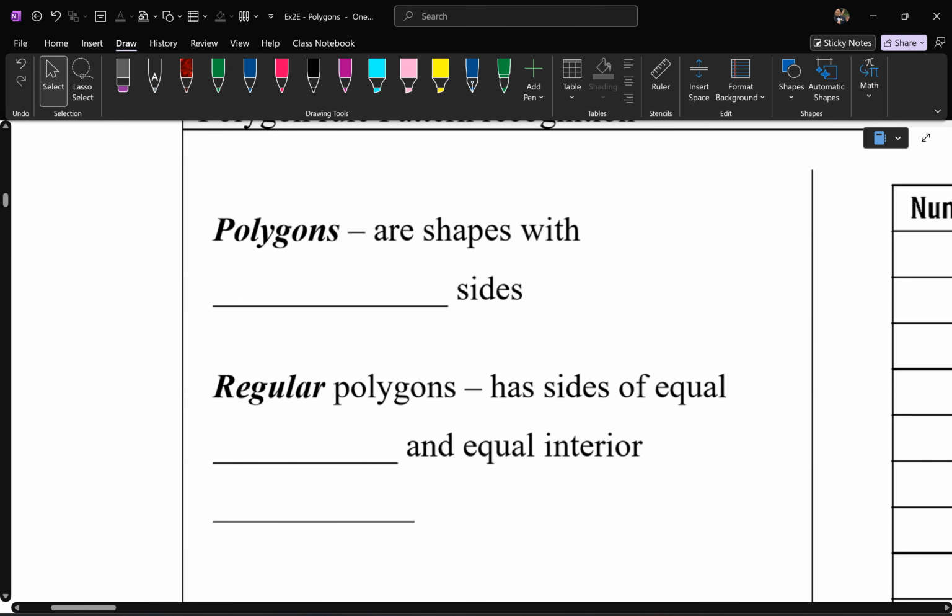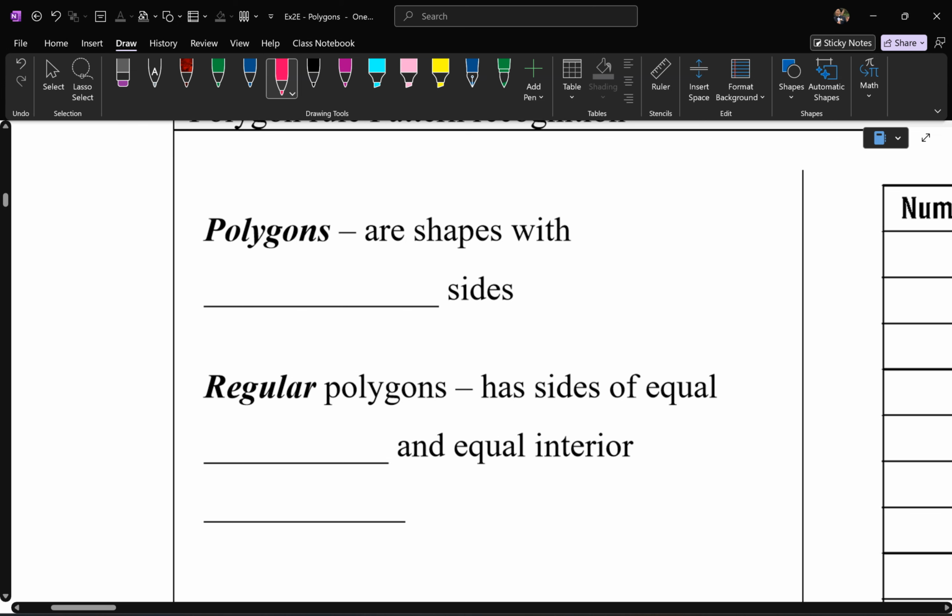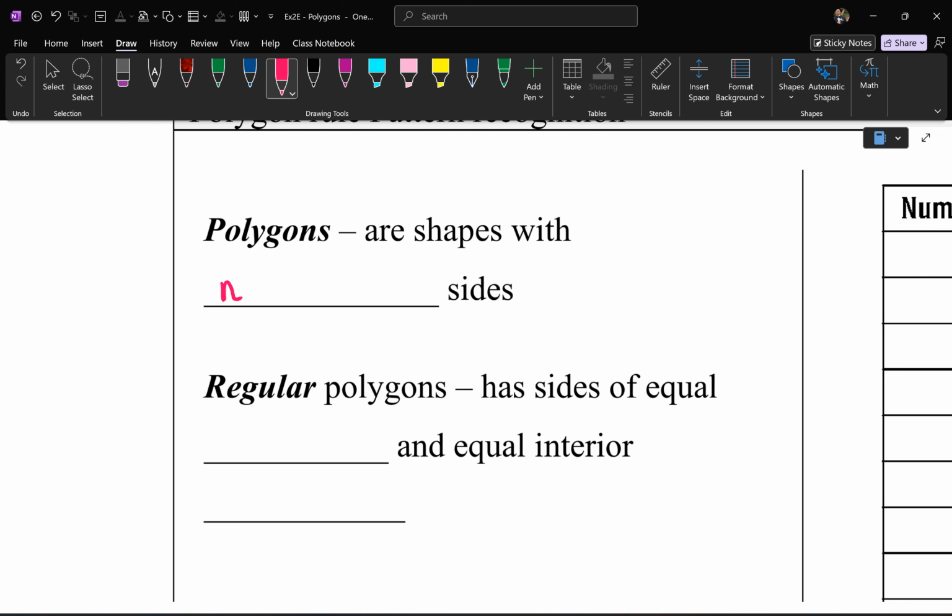So it starts off with, what is a polygon? Polygons are shapes with n straight sides. What I call n just means we don't know what the number is. So it could be 5 straight sides, 10 straight sides, could be 100 straight sides. When they say regular, and maybe highlight, underline, or star this, regular polygons means specifically that not only do they have straight sides, but all the sides are equal in length and equal in interior angles.